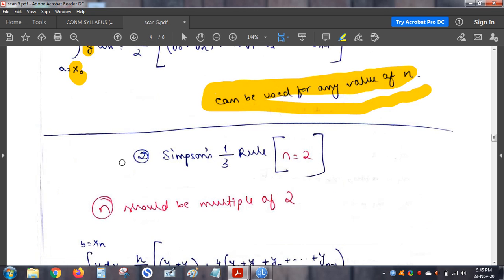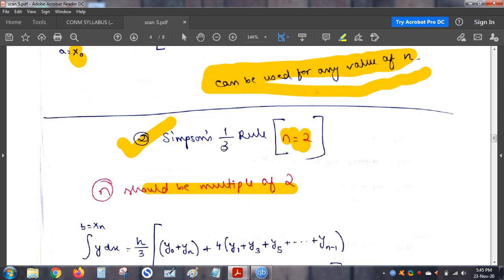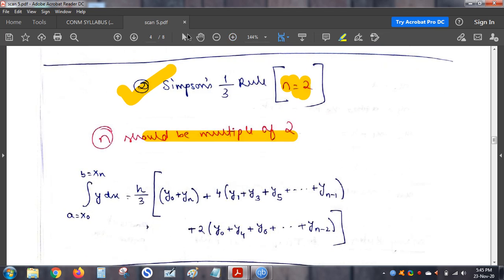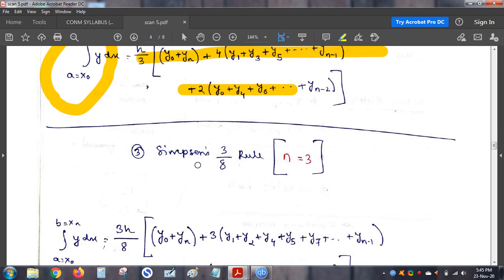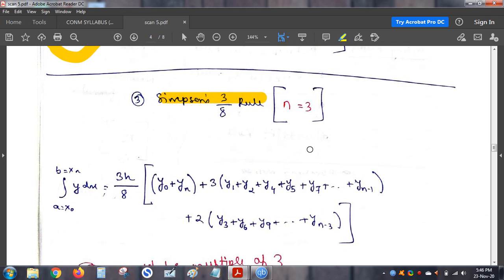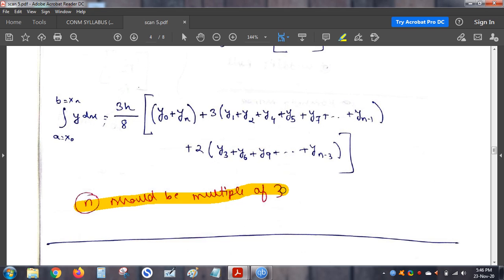Next we have the Simpson's 1/3 formula. Now if I put n equal to 2 or n is a multiple of 2, in that case we will be using the Simpson's 1/3 rule. In the Simpson's 1/3 rule, in order to calculate the integration, you will be using this formula. Similarly, for Simpson's 3/8 rule, we have n equal to 3, or a multiple of 3. N should be either 3 or a multiple of 3. In that case, we will be using this formula. We will see an example of how to use it, so don't worry about that.